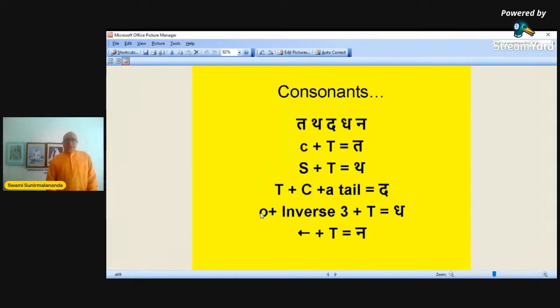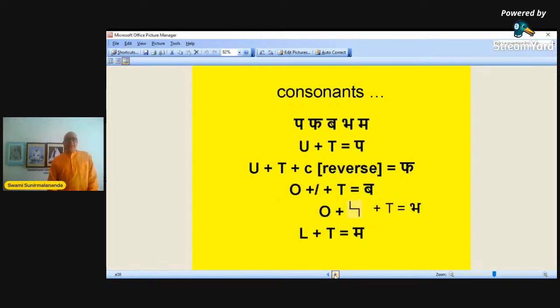Now a tiny 0, inverted 3 plus T becomes dha. There is this inverted 3, the number 3. There will be a 0 here, tiny 0 at the top, and then T, it becomes dha. There is this arrow mark sort of a thing, add T to that, and it becomes na. Ta, tha, da, dha, na. This part alone is not exactly as we imagine, but still you can use certain tricks to master this.